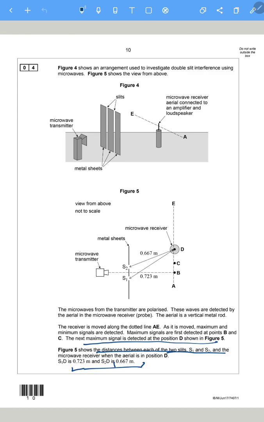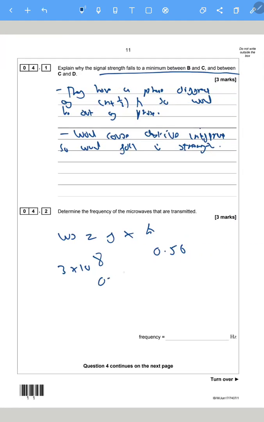So it's a wavelength of half a path difference, isn't it? Answer divided by 2, 0.028. And we've got the wave speed, so that is 3 times 10 to the 8 over the answer. 1.07 times 10 to the 10.